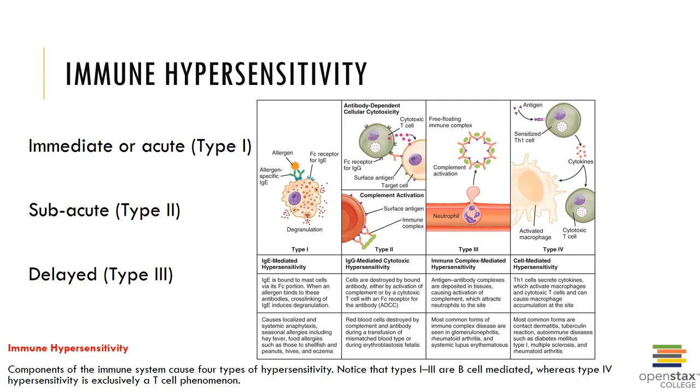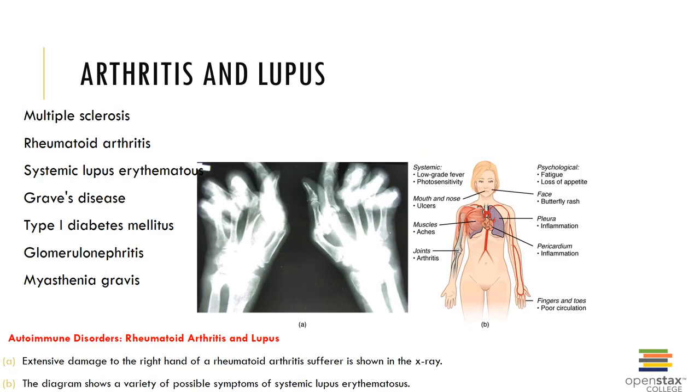Now, there are many different forms of autoimmune diseases. An autoimmune disease occurs when B cells make antibodies against normal body tissue. These misguided antibodies are called autoantibodies. There are numerous autoimmune diseases, some of which are shown here.